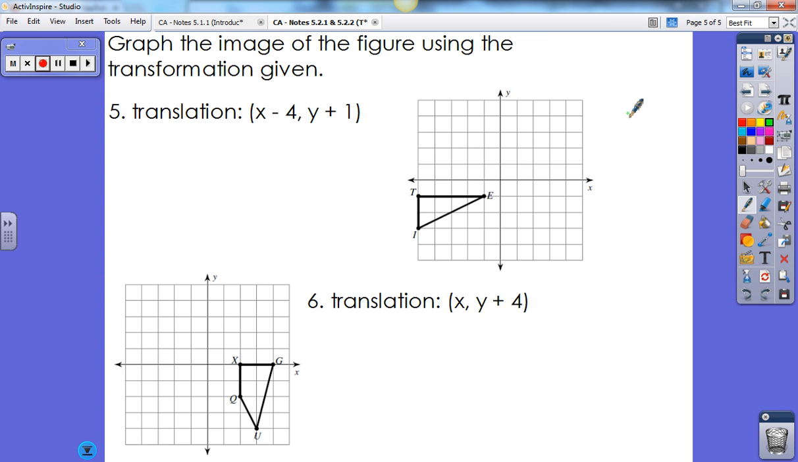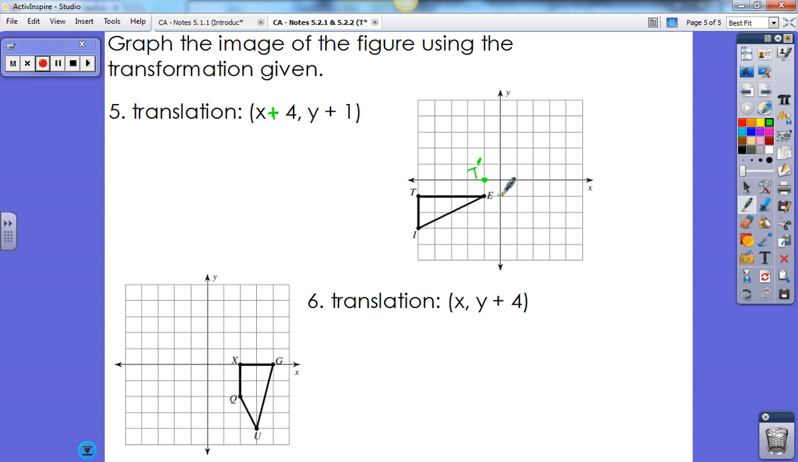Alright, looking at the actual figures themselves and now translating it. Here is this figure, and it wants me to translate it 4 to the left and 1 up. Well, just like before, if I take each vertex, and actually, let's not go to the left. Let's go to the right, because based on my graph, that would be tough to go to the left. So we're going to go 4 to the right and 1 up. So I'm going to take each vertex, and I'm going to move it 1, 2, 3, 4 to the right and 1 up. Once I do that, I'm going to label it T prime.